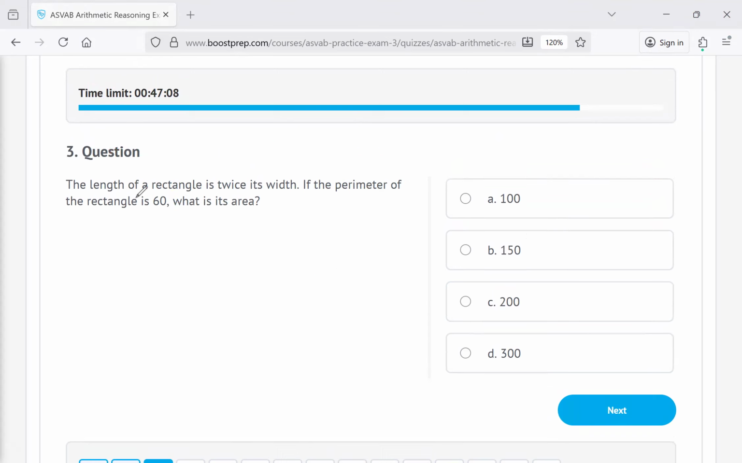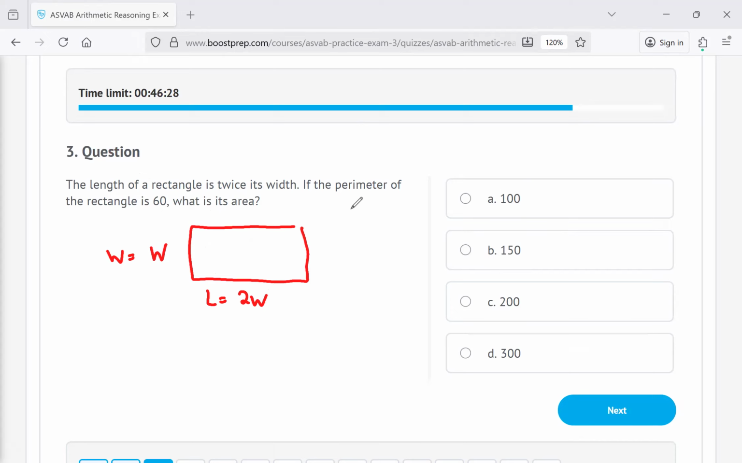Okay, question 3. The length of a rectangle is twice its width. If the perimeter of the rectangle is 60, what is the area? So yeah, we can draw an image. Here you have a rectangle. Here's your length, and here's your width, right? The length of a rectangle is twice its width, so that's 2W. We don't know what our width is, so we'll just call it W.